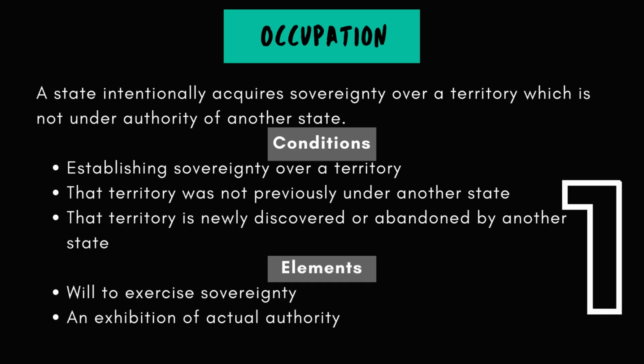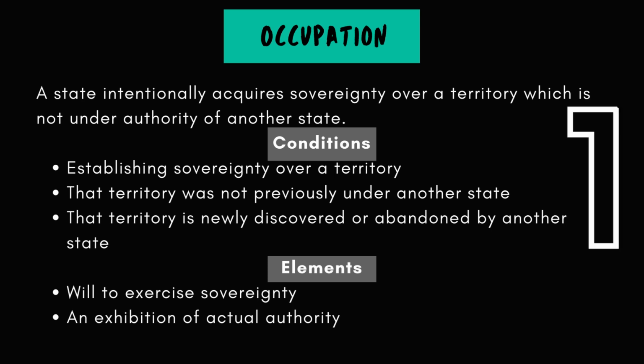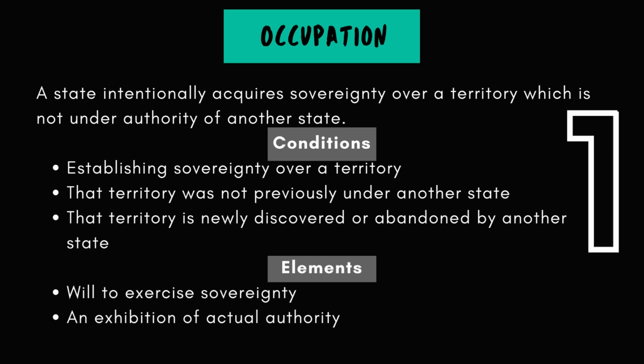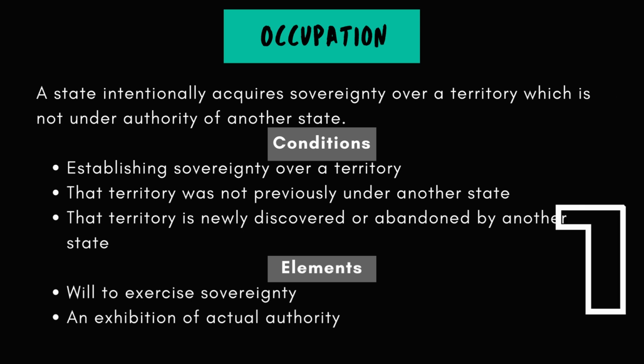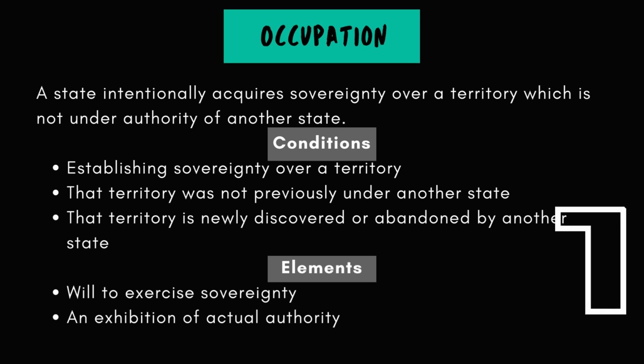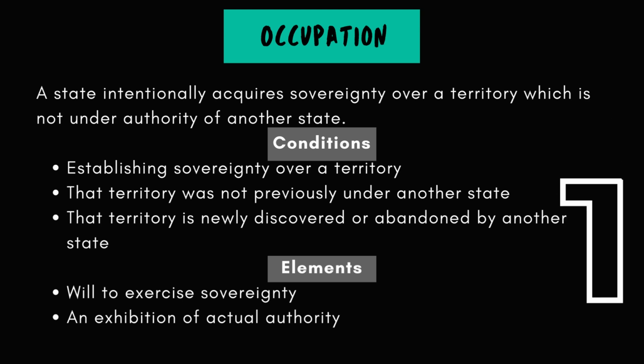It means that a state intentionally acquires sovereignty over a territory which is not under the authority of another state. The three conditions for occupation are establishing sovereignty over a territory, that territory was not previously under another state, and that territory is newly discovered or abandoned by another state. The elements of occupation are the will to exercise sovereignty and an exhibition of actual authority.